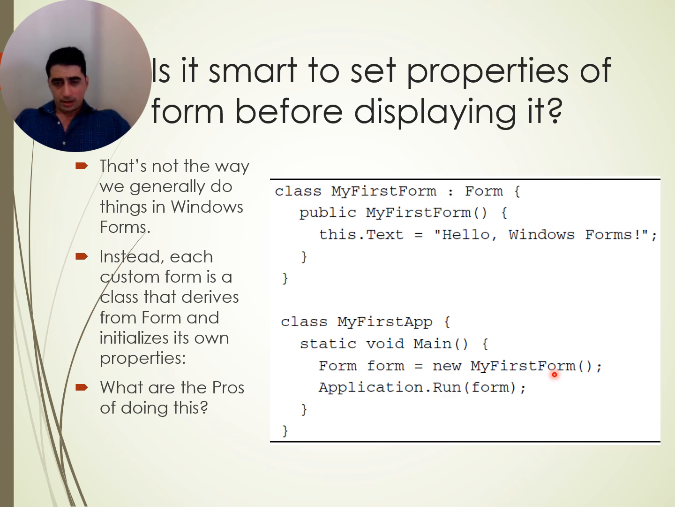In this example, as you see, I'm passing an object of my first form class to the application.run, and I define my first form as a subclass of the form class. So my first form derives from the form class, and because of the inheritance, my first form is a form, so it's okay to pass it to the application.run method. And within this class, I can do whatever customization I want to do to the form. For example, inside the constructor, as you see, I'm setting the text to hello Windows Forms. So if you run this program, you're going to get the same exact outcome as you get when you're running the program in the previous slide.